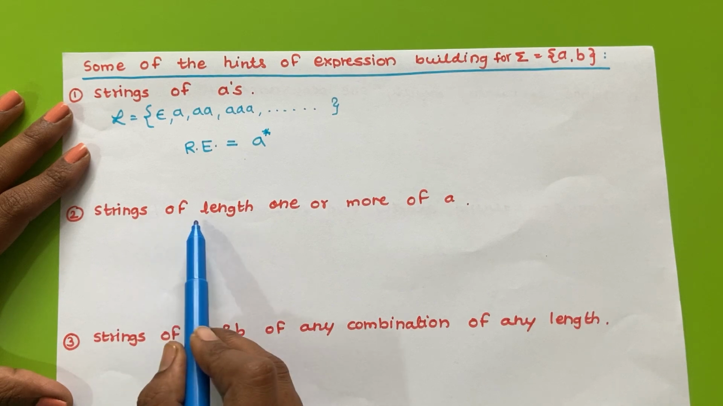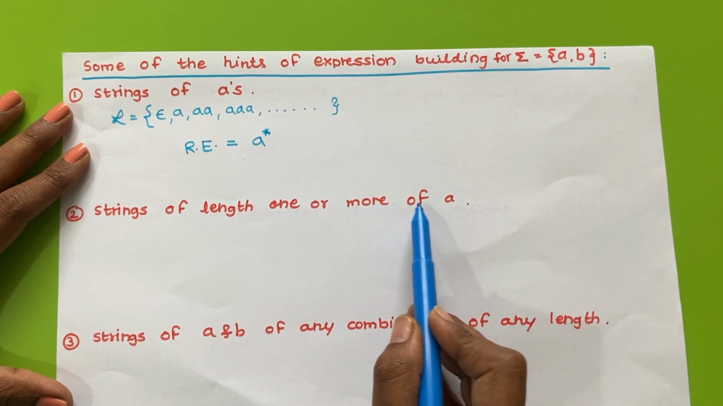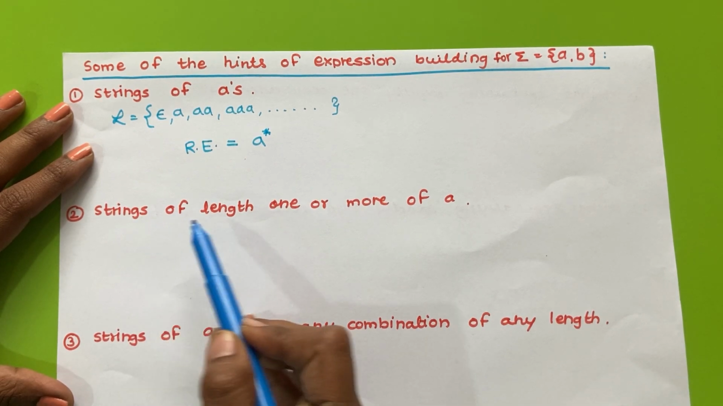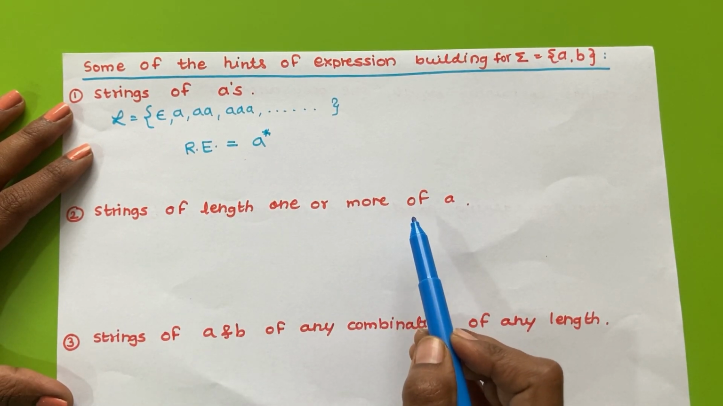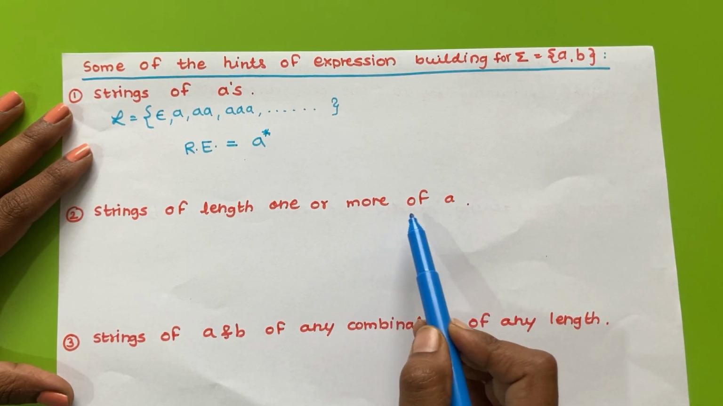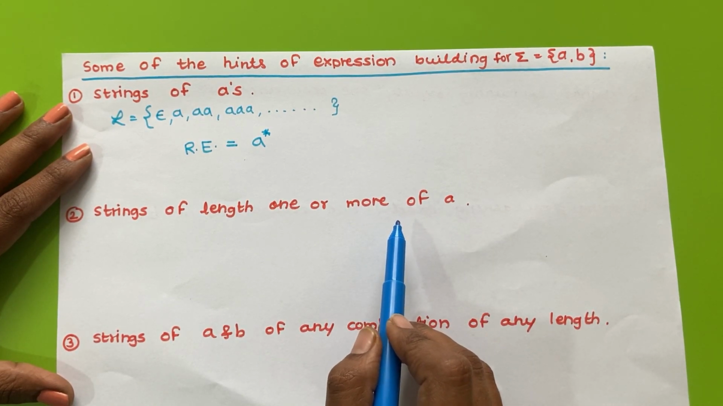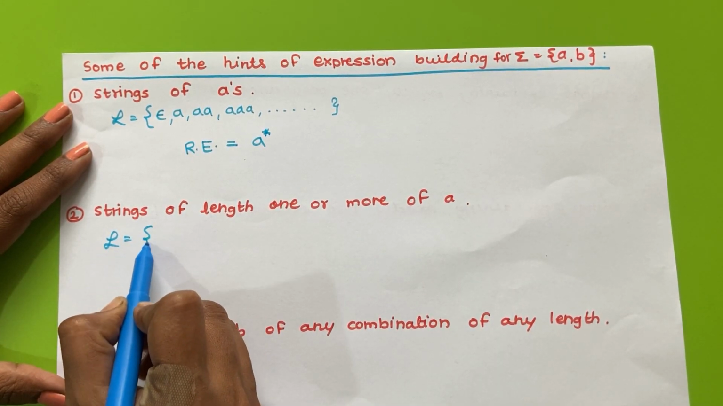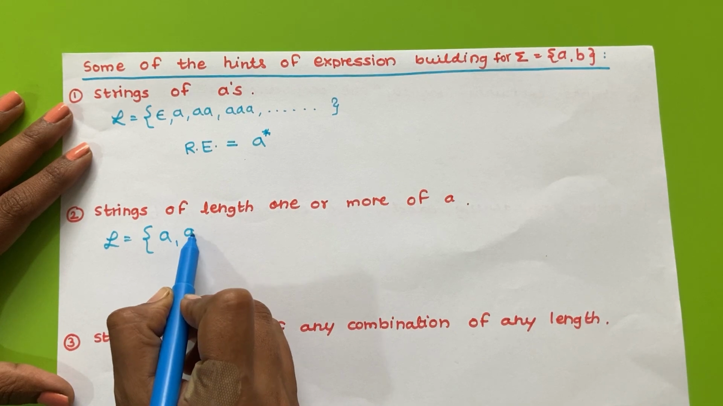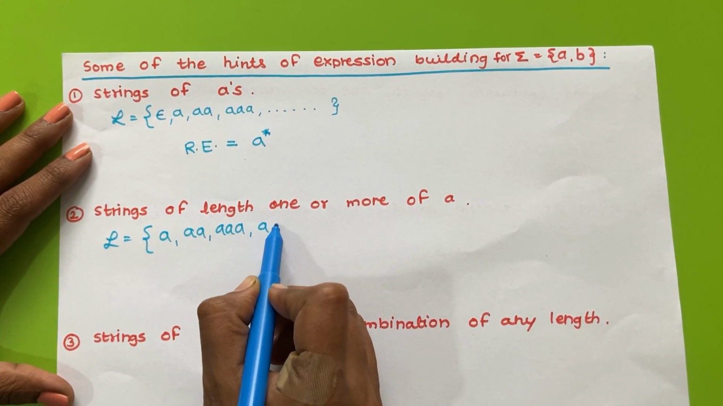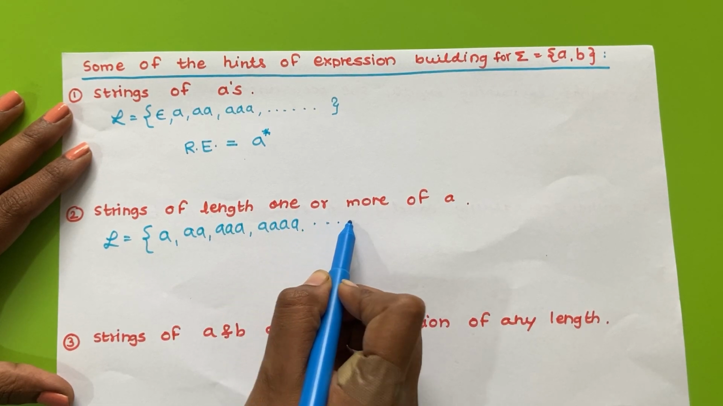Now next, strings of length 1 or more of a. This is something different than this. Here they are saying all the strings of length 1 or more, so we don't require 0 times a. The smallest string will be a, then 2 times a, then 3 times a, then 4 times a, and so on.